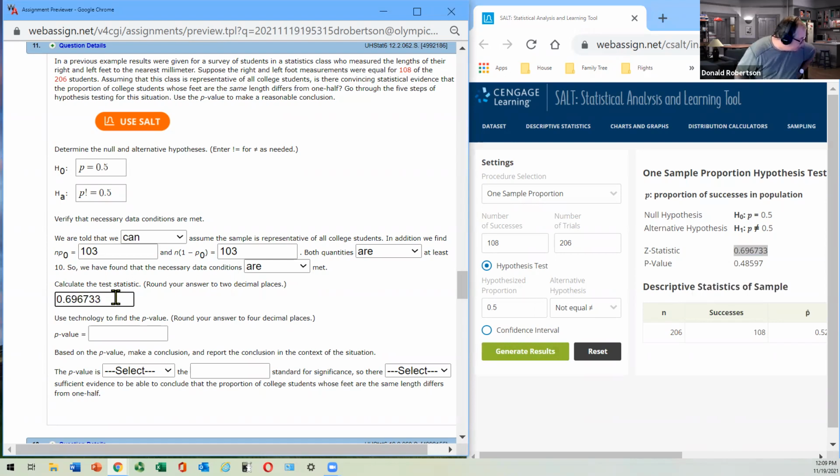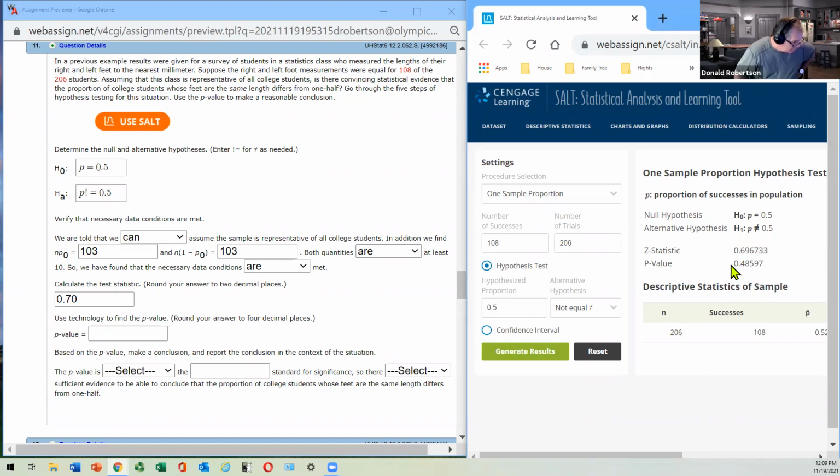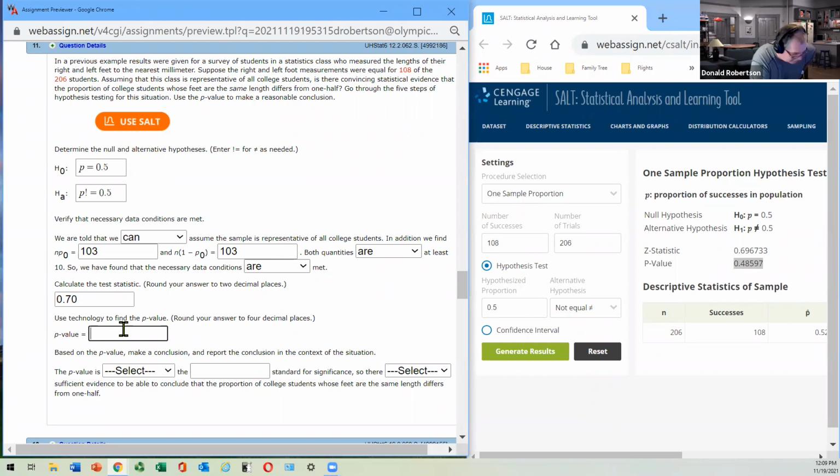The z-score for that data, to 2 decimal places, rounds to 0.70. And the p-value is this number. The p-value to 4 decimal places rounds to 0.4860.